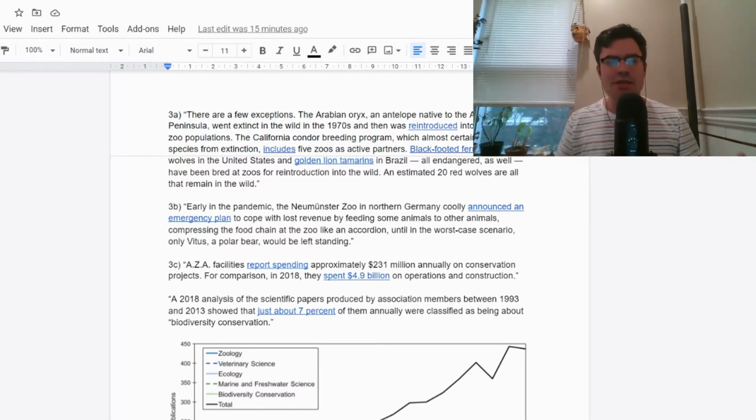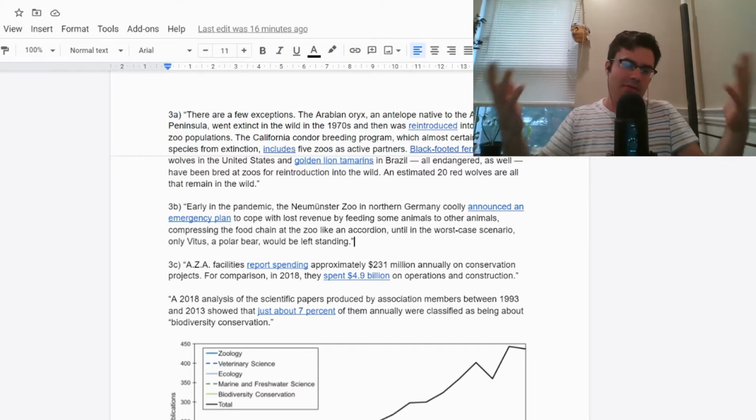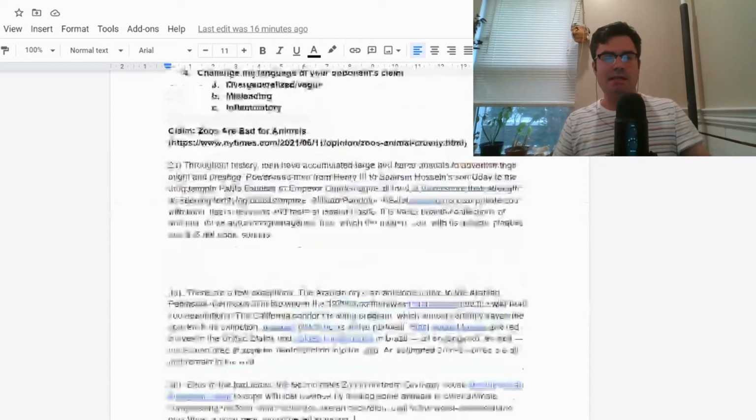But this is an extreme emergency plan. This is an extreme condition for all of us. Human beings are also living under emergency plans. So I don't know if we should take that as evidence about zoos in general. Does that support the claim that zoos are bad for animals? I don't know. That seems like an exception. That might be something I say.